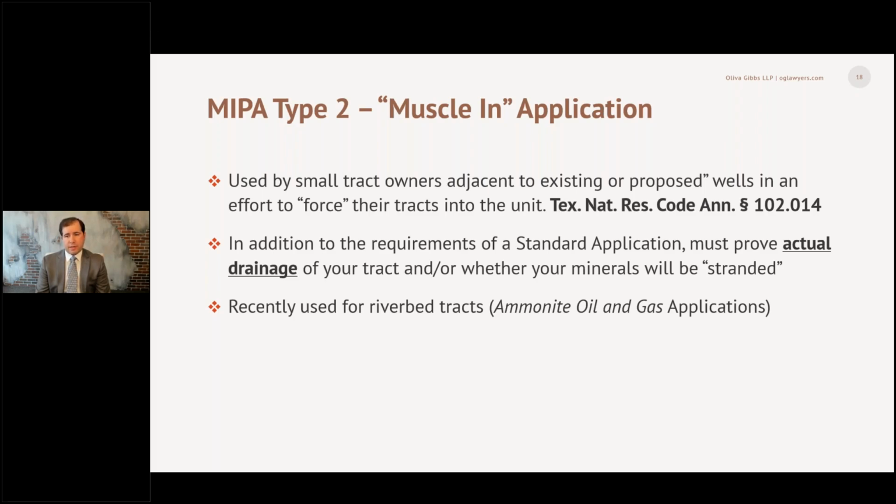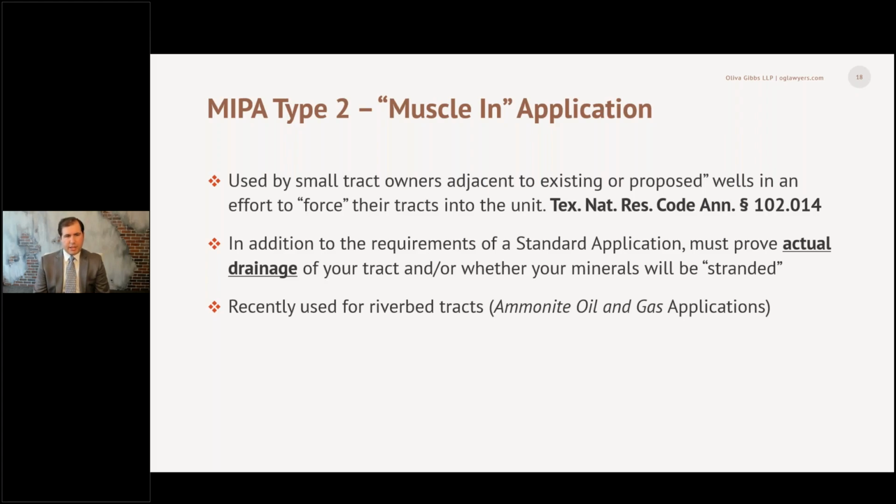So again, that would be the other one where I discussed where maybe they own 2 acres. You've drilled a production sharing agreement just purposely almost circling their tract and didn't include them. They would be able to file this application and may meet this requirement here because their minerals are now stranded.